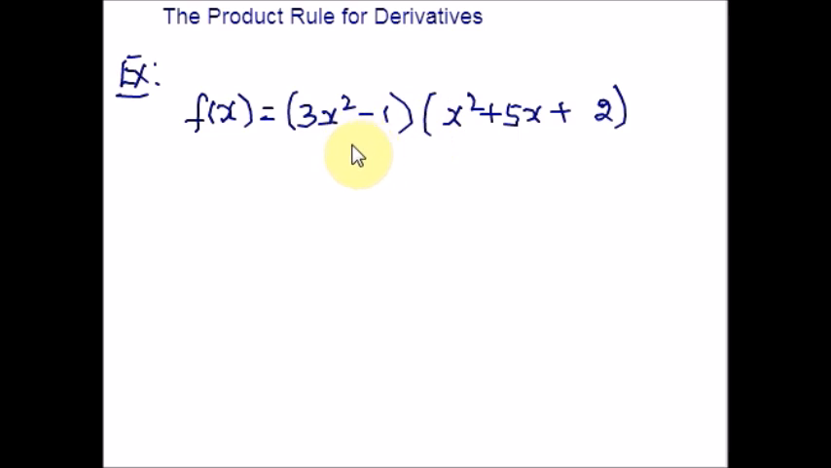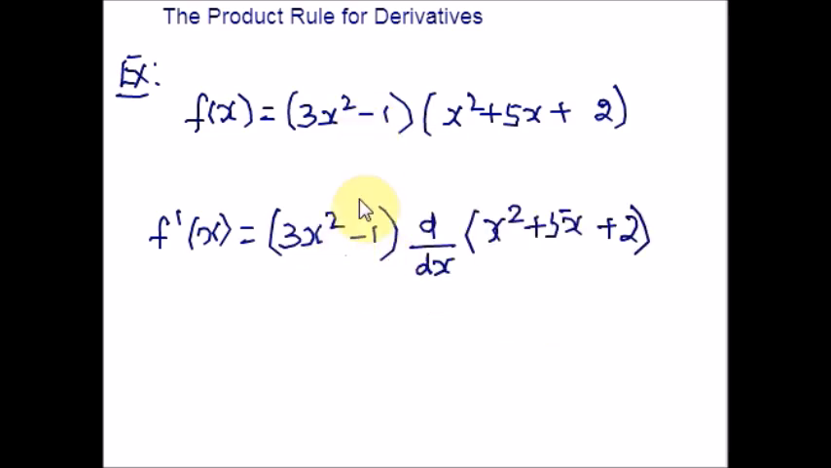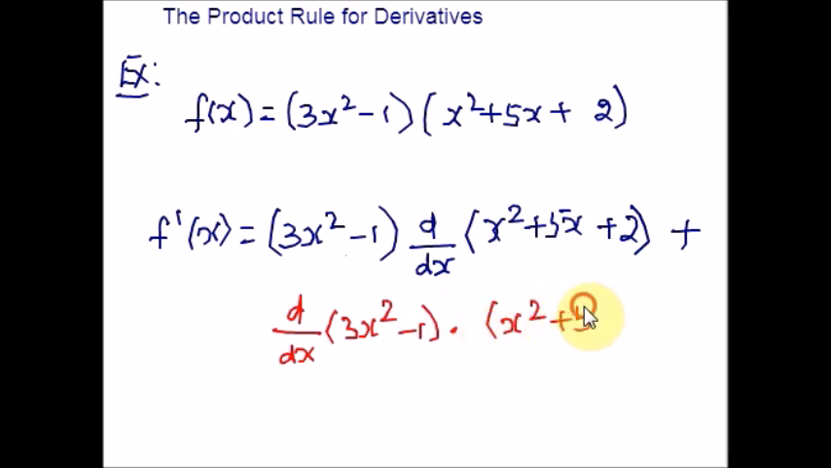According to the product rule, the left side would become f dash of x. Let's apply the formula for the right side of the equation. Keep the first function as it is, and find the derivative of the second function. Now a plus sign in between, and find the derivative of the first function and multiply by the second function as it is. You need not find the derivative of the second function. So this is our formula.